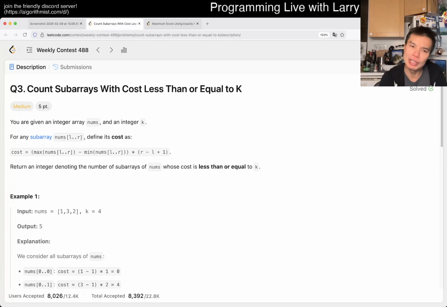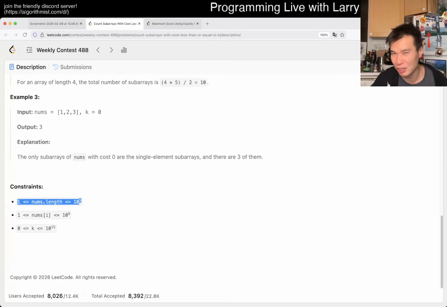Honestly, I thought we'd see either this or some variation on this, but maybe not. Maybe they all feel like variations, maybe variations is correct. The key thing to know about this problem, the first key observation, is that n is 10 to the fifth, so you can't do n squared. Fine.